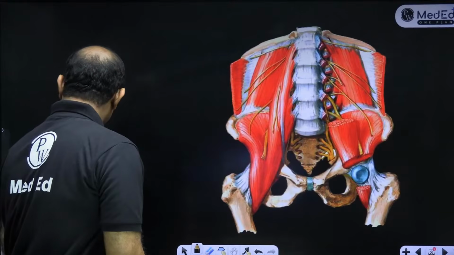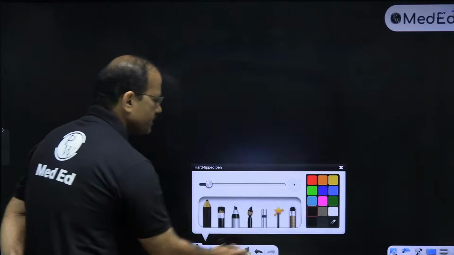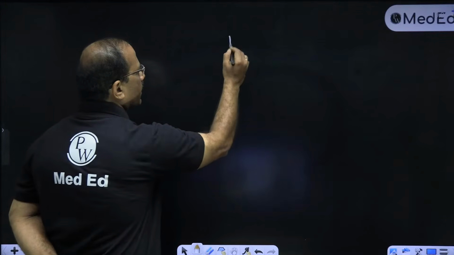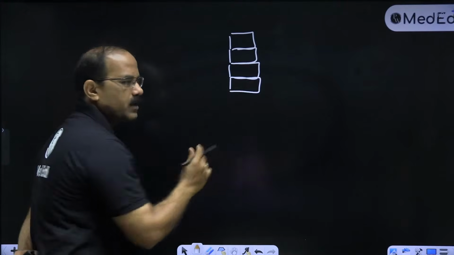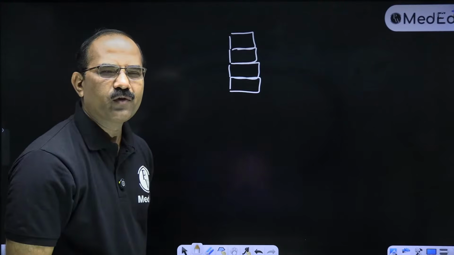This slide, which I always draw, have a look at this. These are the lumbar vertebrae. This slide is very important. This slide is the same for the abdomen also and for the lower limb also.